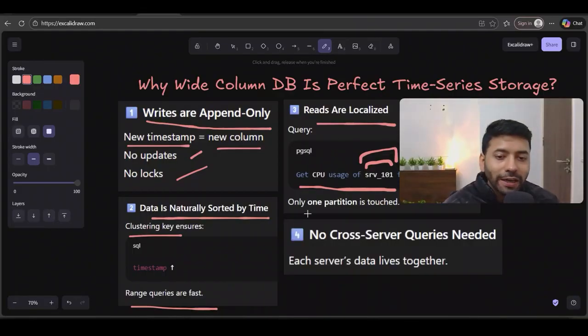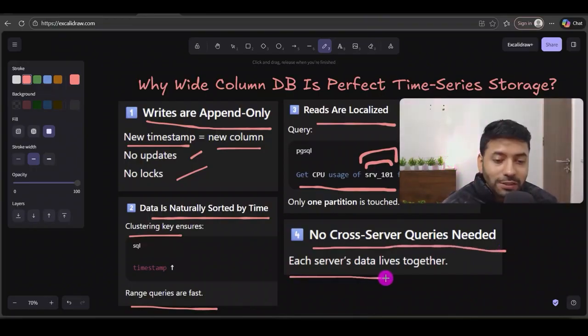Now because we said only one partition is touched, we also come to point number 4, which is no cross server queries are needed. So each server's data lives together. So you are just picking data from one place. So no cross server queries. Okay. So due to all of these reasons, wide column database is good for time series storage.